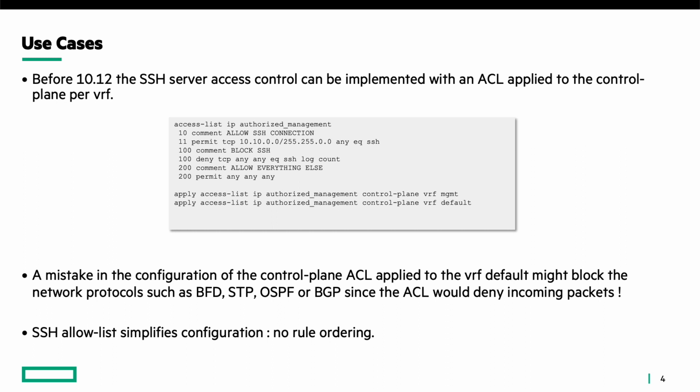This is because the control plane access list is used for all traffic managed by the control plane. This traffic can also be routing protocols like BGP and OSPF, protocols such as BFD, bidirectional forwarding detection, or the spanning tree protocol. So a human mistake made in the configuration of this access list can have a very high impact, not only on the management of the network, but also on the operation of the network.